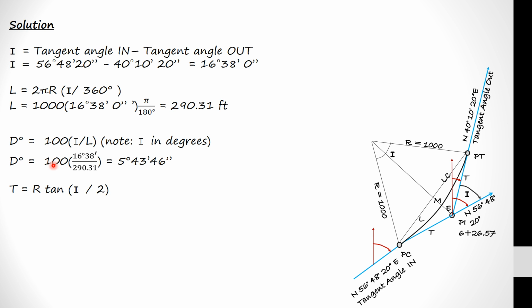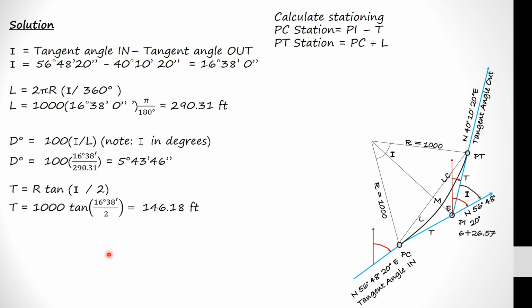So our tangent is equal to the radius times the tangent of the intersection angle divided by 2. We plug it into the equation, so we say 1,000, which is our radius, times the tangent of the intersection angle divided by 2. So we plug it in and we get a tangent length. That means the length from PC to PI and PI to PT is 146.18 feet.